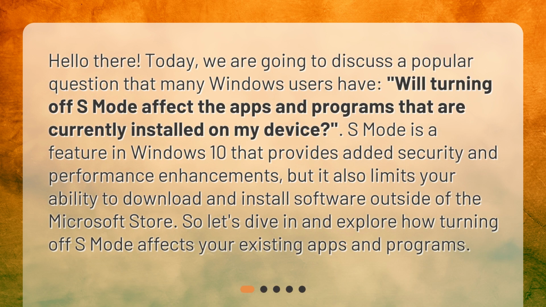Hello there. Today, we are going to discuss a popular question that many Windows users have. Will turning off S Mode affect the apps and programs that are currently installed on my device? S Mode is a feature in Windows 10 that provides added security and performance enhancements, but it also limits your ability to download and install software outside of the Microsoft Store. So let's dive in and explore how turning off S Mode affects your existing apps and programs.